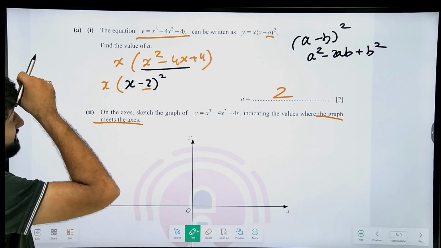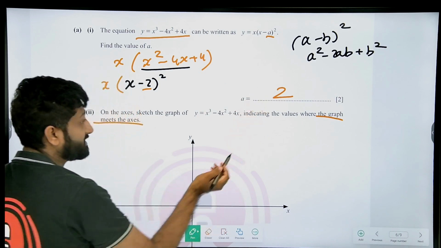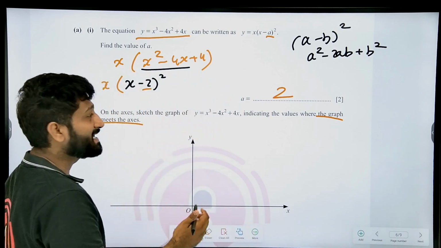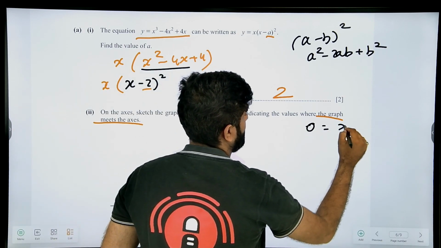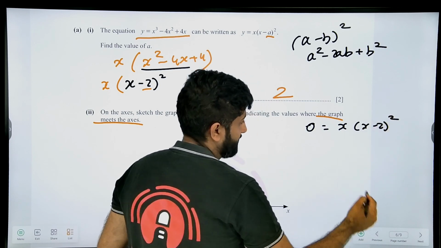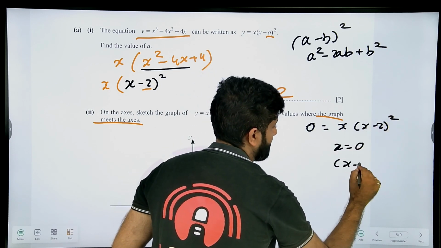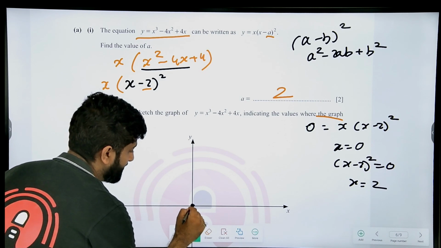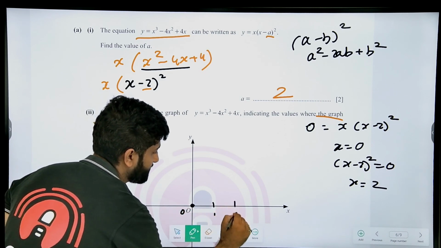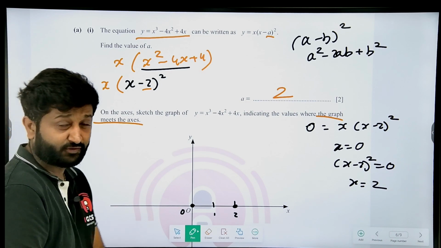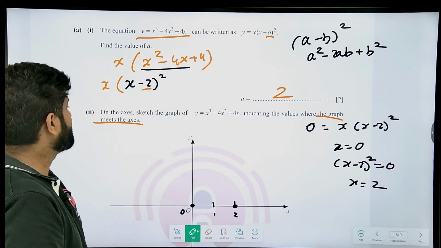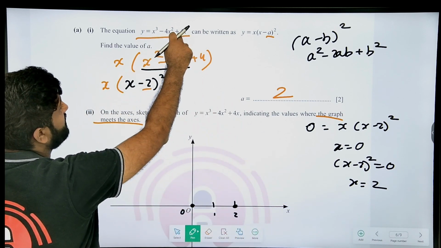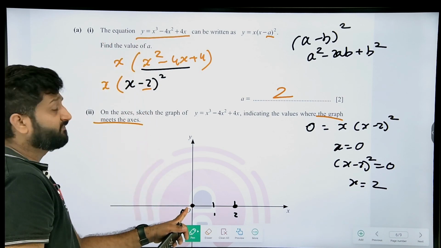So now, where does the graph meet the axis? Meeting the axis means, first let us find out the x-intercept, which means the points where y is 0. So when y is 0, 0 equals x into x minus 2 square. This is only possible when x is 0 or when x minus 2 square is 0, or you can say when x is 2. So one intercept is 0, and let's say this is my 1, this is my 2, this is my second intercept. So there are only 2 intercepts at this point. Now what is my y-intercept? I think y-intercept is when x is 0. So if I substitute x as 0, y is also going to be 0. So the graph definitely passes through origin.